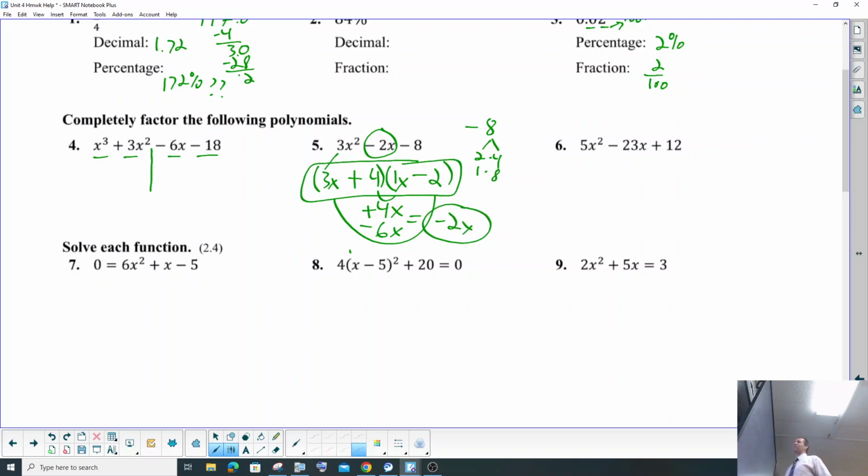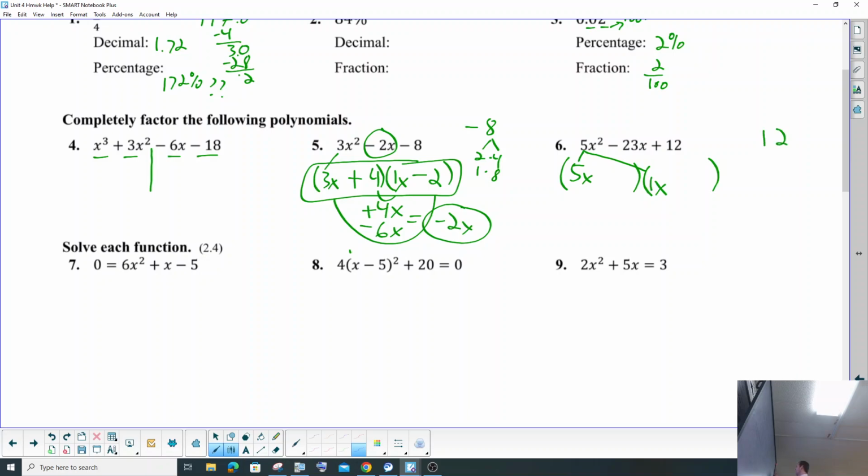Does it say find the roots? No, just factor completely. So give that a try now. Give that a try with number 6, kind of a tough one there. You got 5x and x, right? Because that factors into 5 and 1.